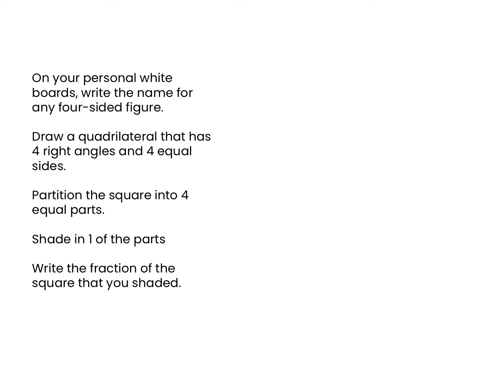This is Fluency, Module 3, Lesson 36. And we have been practicing this all week, so you should be getting really good at this. On your personal whiteboards, write the name for any four-sided figure. As you know, that would be a quadrilateral. Okay. Draw a quadrilateral that has 4 right angles and 4 equal sides.